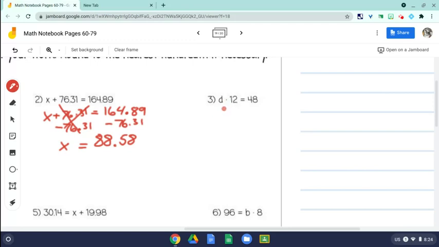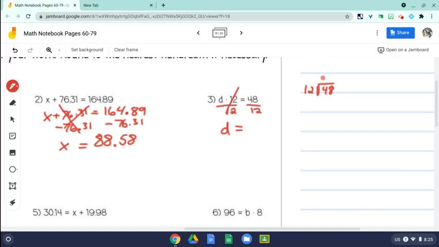That's the division property of equality. So if I divide both sides here by 12, d times 12 over 12 is the same as just d, because 12 over 12 is 1. So these get eliminated essentially, and I'm left with d equals 48 divided by 12. So I'm going to put this over here, 48 divided by 12.